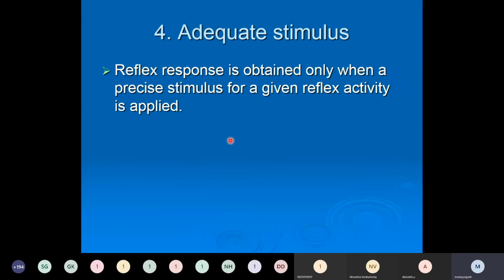Adequate stimulus. The reflex response is obtained only when a precise stimulus for a given reflex activity is applied. What is the meaning of this? For a particular reflex, only if you give a precise stimulus is it going to respond. Otherwise, you are not going to get any response. For example, take the receptors in the eye, the rods and cones. For them, what is the best stimulus? Light is the best stimulus. Whenever it gets light, it responds, and that is how we are able to see.